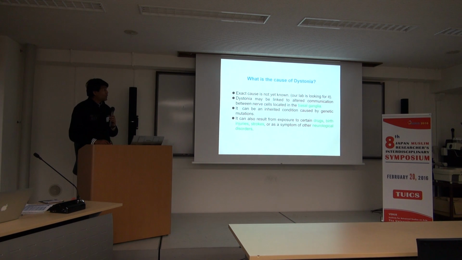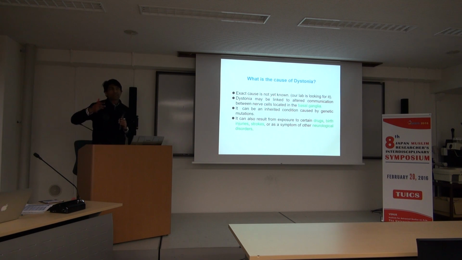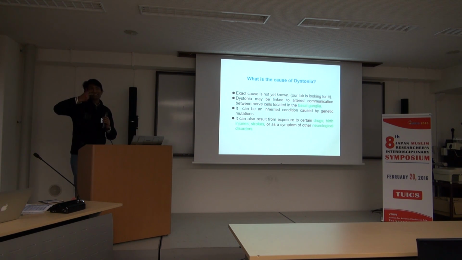So what is the cause of dystonia? So far there is no exact cause known, so our lab is looking into it. But so far we know that dystonia mainly occurs due to an abnormality in a region of the brain called the basal ganglia. It is the region where all the signals for the movement of the muscles come from, and also the sensory signals from the muscle to the brain. So this is the primary place where the abnormality can occur, and it's actually a very rare disease.